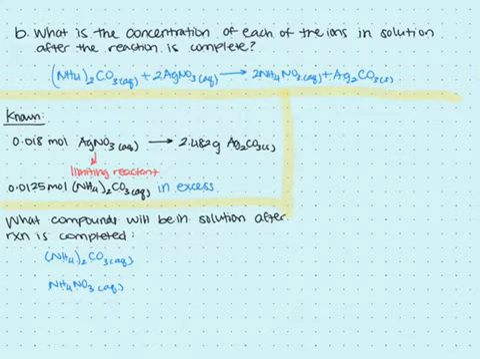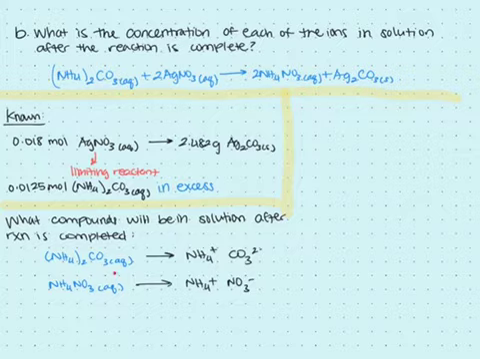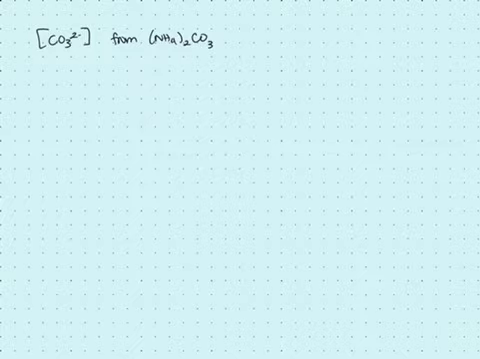Now we have to remember the ions that will come from these two compounds. Ammonium carbonate will yield ammonium ions and carbonate ions, and ammonium nitrate will yield also ammonium ions and nitrate ions. We also have to make sure when we're calculating the concentrations of the ammonium ions that we take into account the ions from both of these compounds, which I will show you later. First, let's find the concentration of the carbonate ion from the reactant in excess, ammonium carbonate.